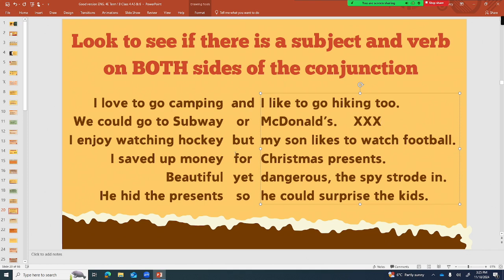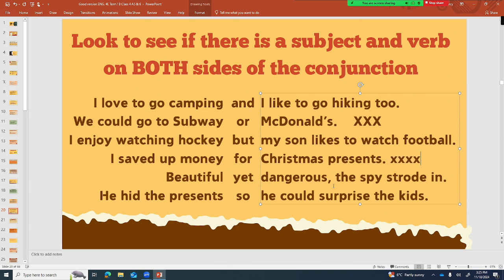I saved up money for Christmas presents. All right, on this side I've got I as my subject, saved up is my verb form. But on this side I only have Christmas presents. I don't have a noun for my subject. I guess presents is my noun, but I don't have a subject noun. And I don't have a verb. So this is not a compound sentence. It does not count.